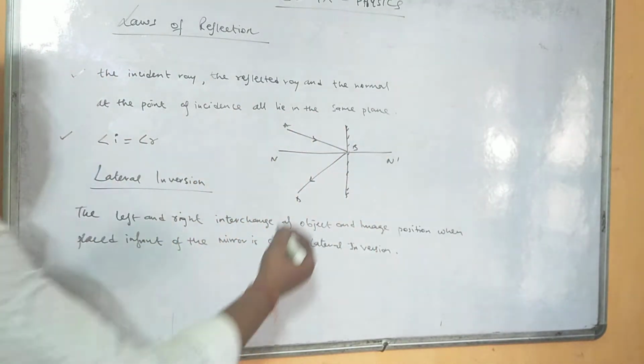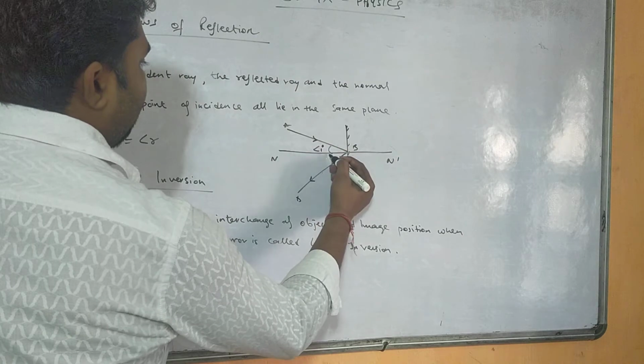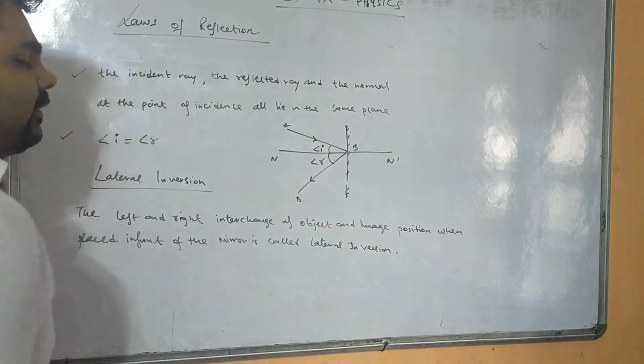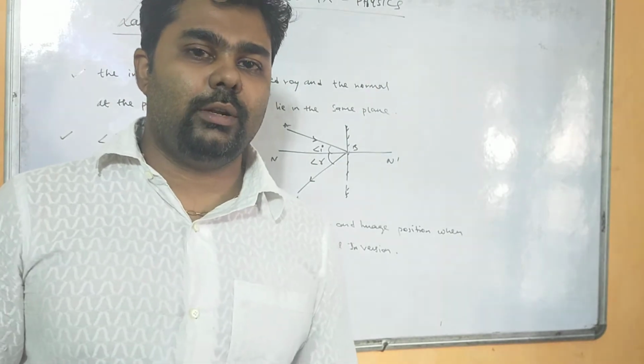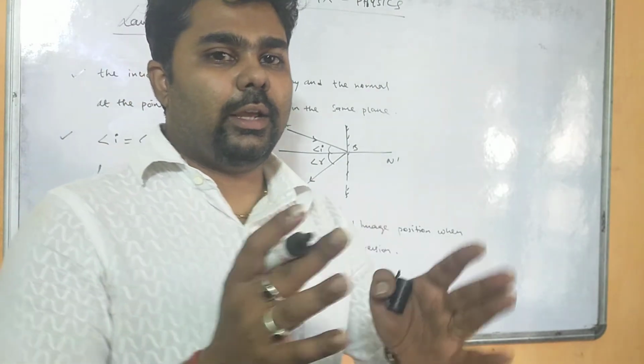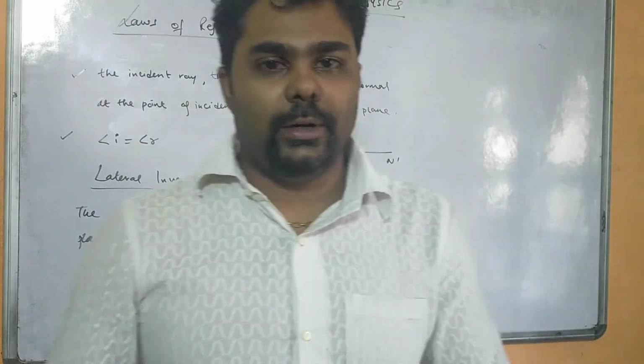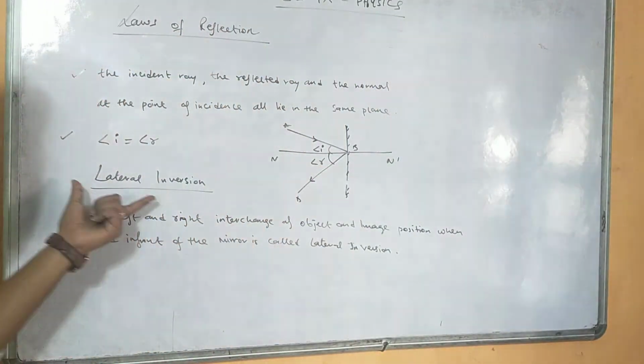The second law says that the angle of incidence is equal to the angle of reflection, that is, sine of the angle of incidence is equal to sine of the angle of reflection, or generally we say that the angle of incidence is equal to the angle of reflection, right? Now lateral inversion.